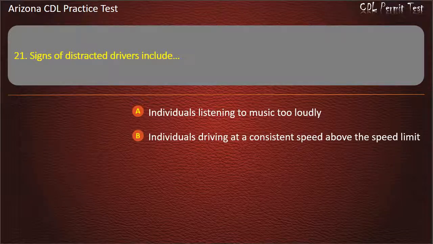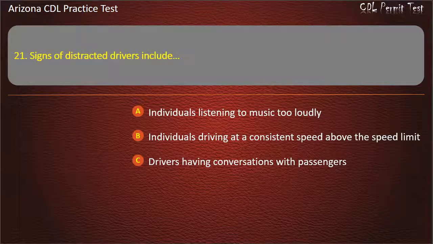Question 21. Signs of distracted drivers include: Individuals listening to music too loudly. Individuals driving at a consistent speed above the speed limit. Drivers having conversations with passengers. Vehicles exiting the roadway. Answer: Drivers having conversations with passengers.